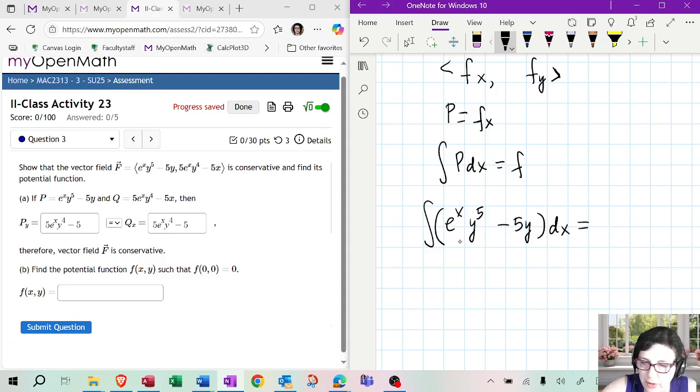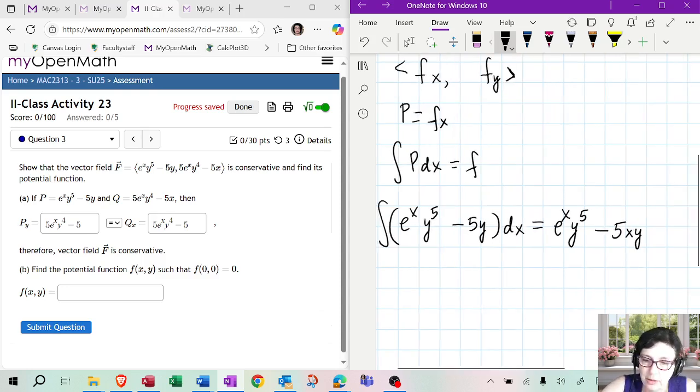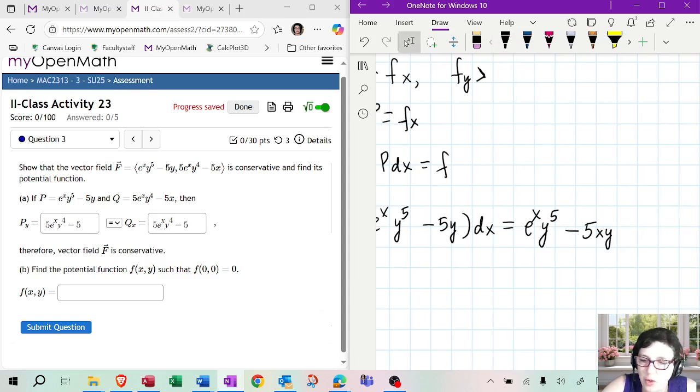Well, y to the 5 is a constant multiple, so we keep it. And e to the x stays the same whether it's derivative or integral. Okay, minus 5y with respect to x. So think of it as like a number, integrating a number with respect to x would be like number x. So this would be 5yx or 5xy. And that's the potential, right? Well, not quite. Here's why.